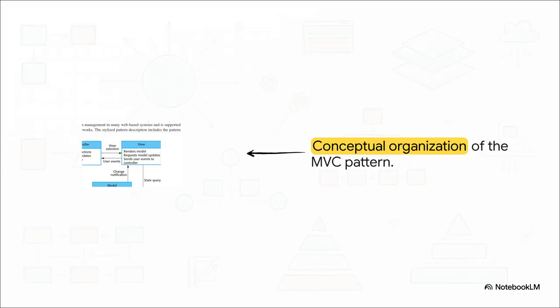If we trace the conceptual organization here, just follow the flow of communication. When a user interacts with the system, those user events go straight to the controller. The controller maps those actions to updates in the model. Now, the model encapsulates the application state, so when it changes, it sends a change notification over to the view. The view then turns around, requests the updated data from the model, and renders it for the user. It's this continuous, clean loop.